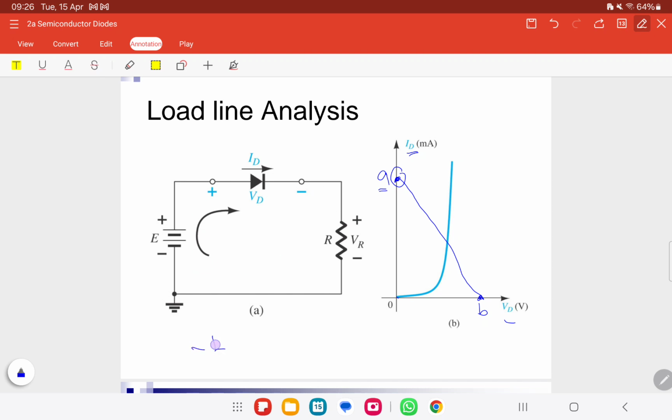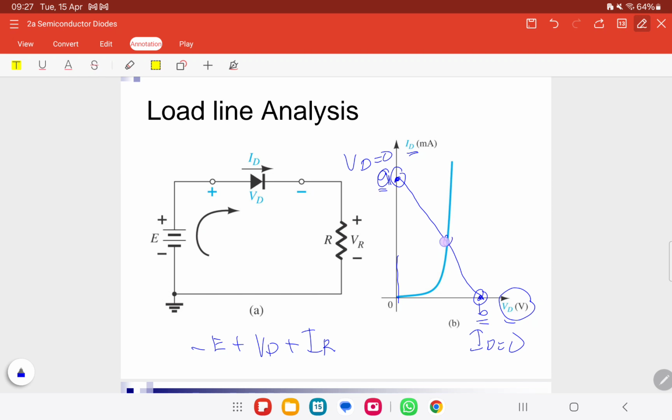For the KVL, minus E plus VD plus IR. To get the value at point A, we set VD equals to 0, because it is here on the intercept of the straight line. For point B, how to get the value? We set ID equals to 0. It is the reverse. So when we have these two values, we plot A and B, then we connect them.